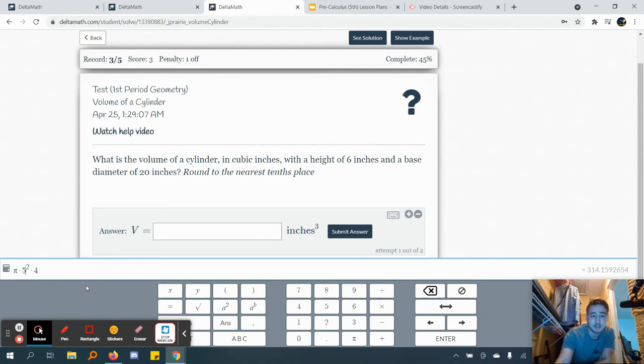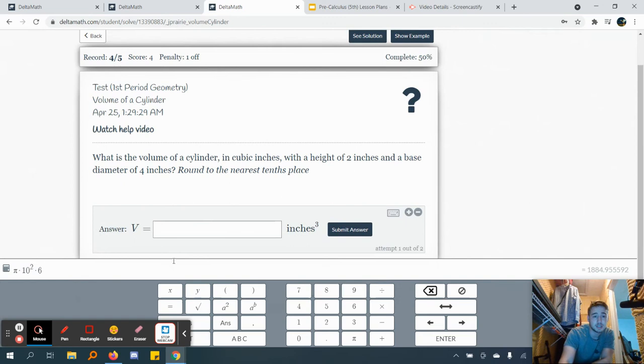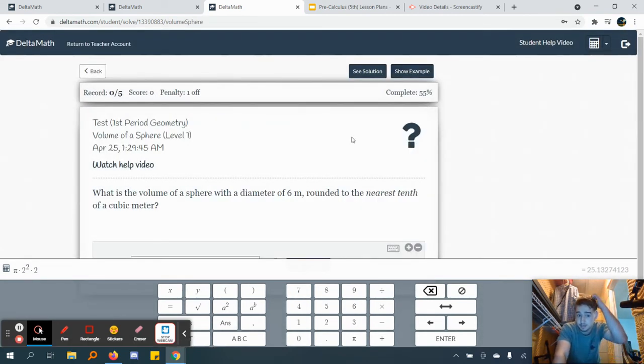Okay, so 6 is going to be that height. The diameter is 20, then the radius is? Right, 10. Nearest tenths place, the 0.95 would round out to just 1885. I mean, it's not the worst thing in the world. So we get a 2 from here. Diameter is 4 inches, so radius is 2 inches. Nailed it with that 25.1. Sweet. Let's hop into the next section.